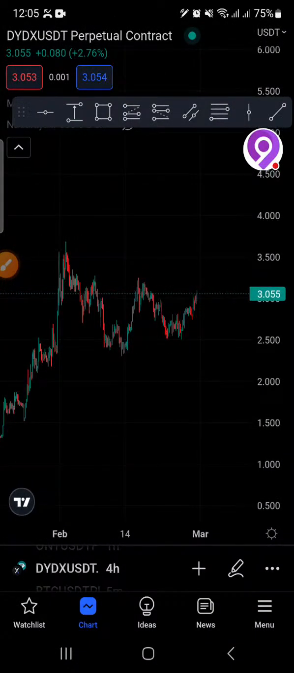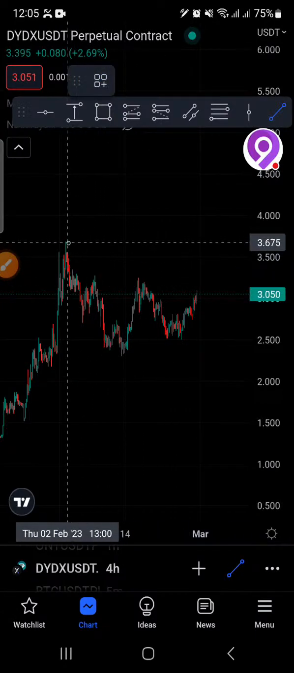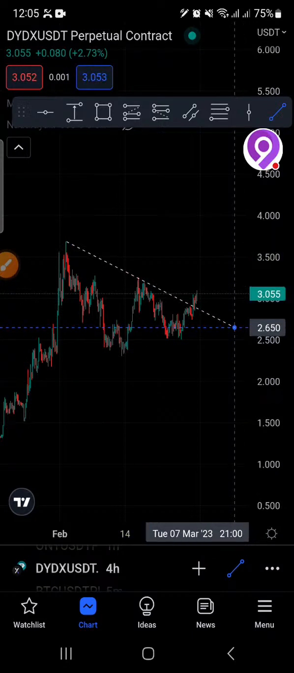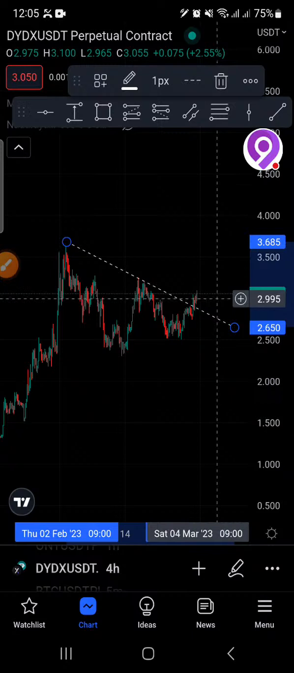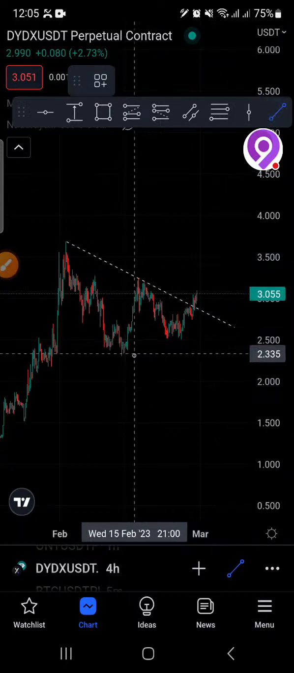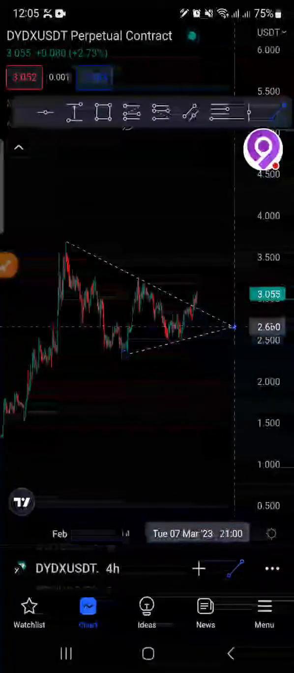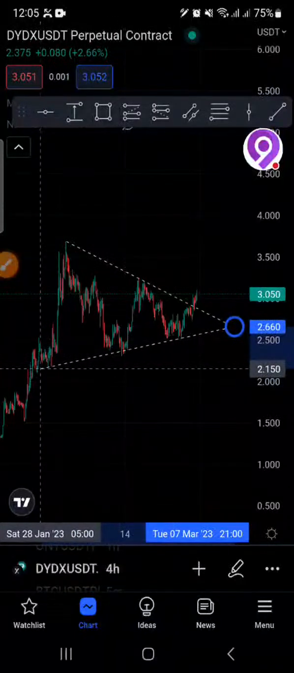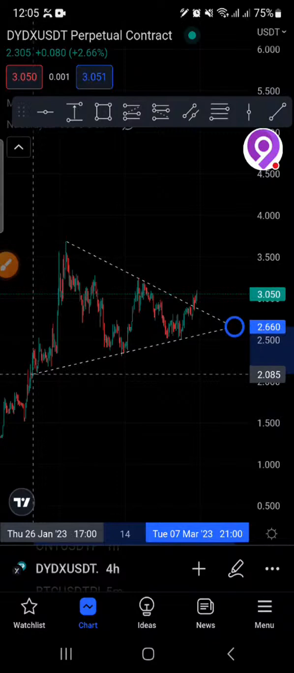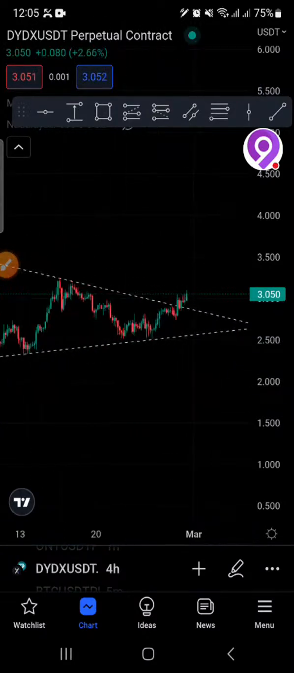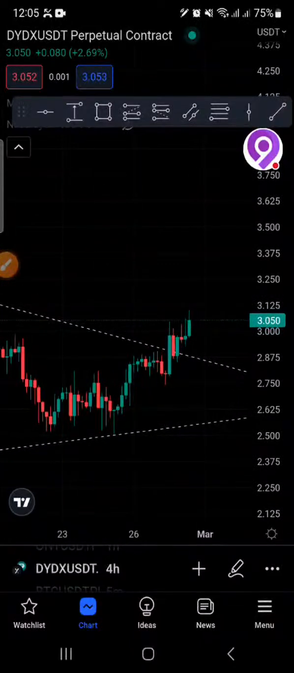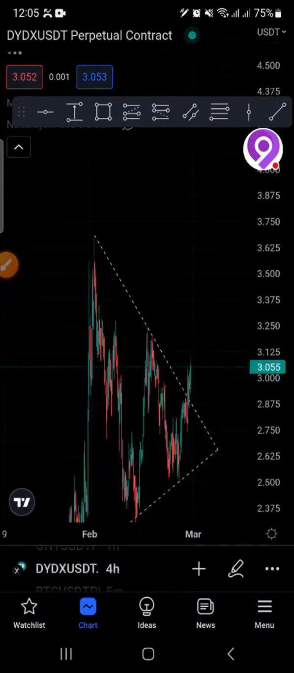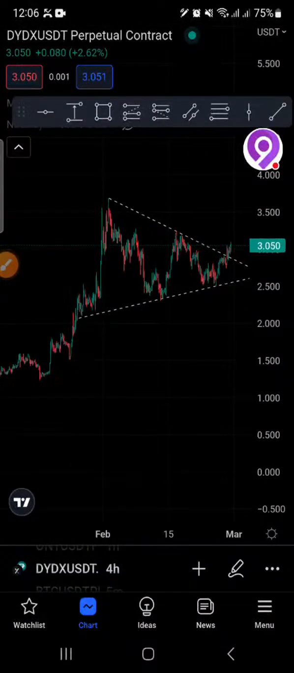Yes, I can see something like this. And I can also see another one from here, like a symmetrical triangle. Looking at the whole scenario here, you can see that it has already broken to the upside. That's on the 4 hours time frame. It has also retested. This looks like an uptrend, a very strong one.